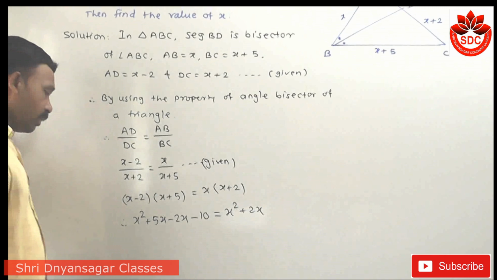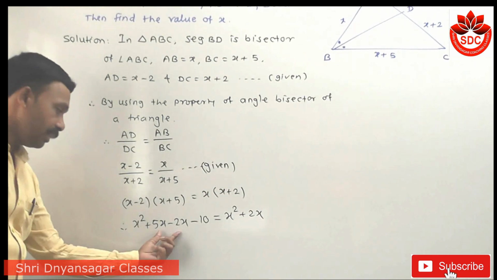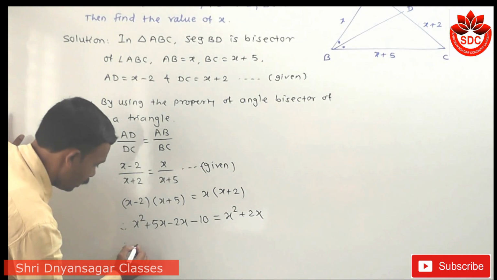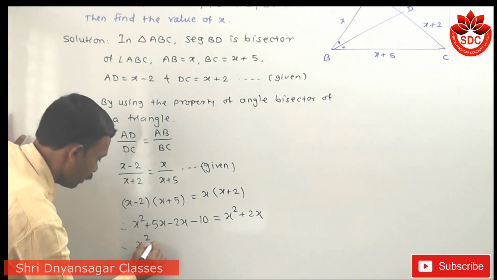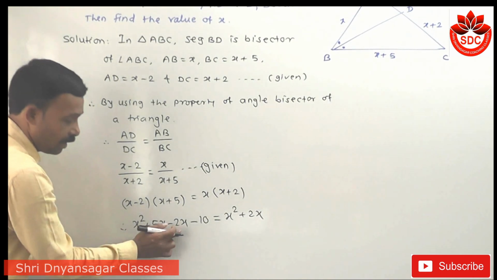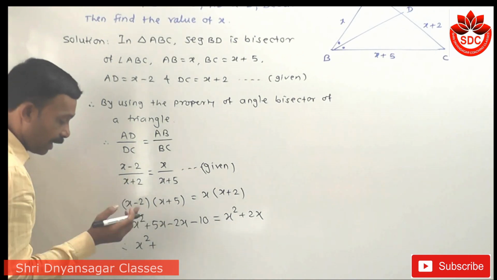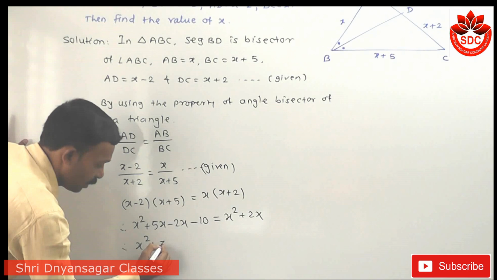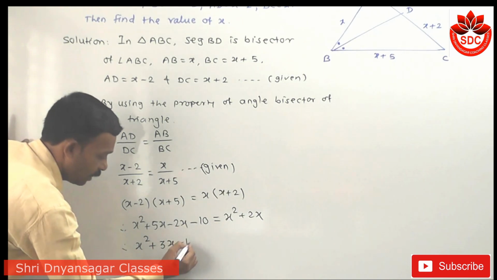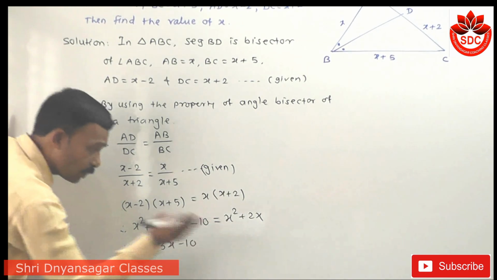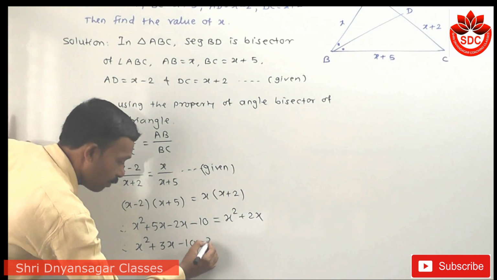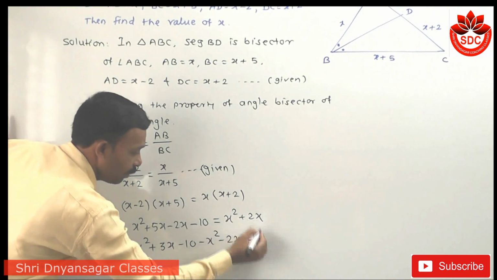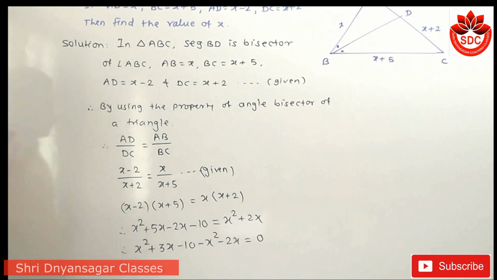Student, first I am adding this and then transpose to this another side. So that this one is x square plus 5x minus 2x becomes 3x. Bigger value is 5, so take plus sign. Here is 3x. Then minus 10. Then transpose to this another side, convert as minus x square, and this is also minus 2x. Here is remaining is 0.